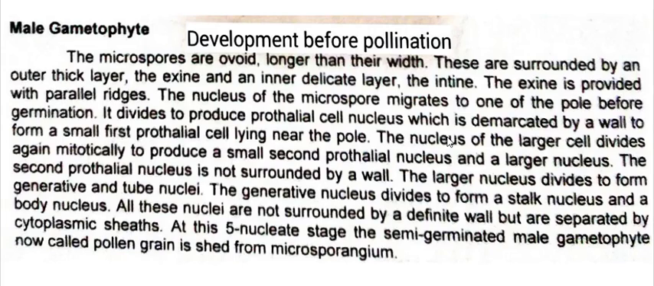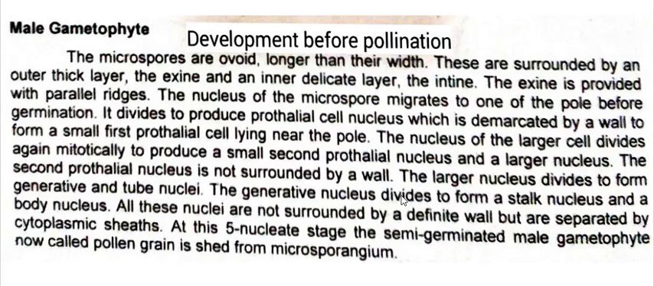Then the nucleus of the larger cell divides mitotically to form a small second prothallial nucleus and a larger nucleus. Means two prothallial nuclei are produced. One is surrounded by the wall, the prothallial cell, and the second is not surrounded by a wall, and it is the prothallial nucleus. Then the larger nucleus divides again to form two nuclei, number one the generative nucleus and number two the tube nucleus.